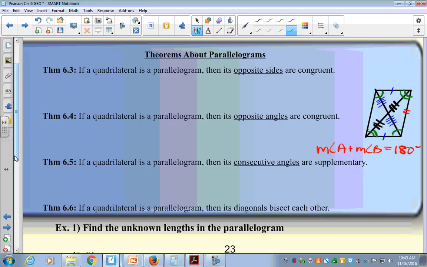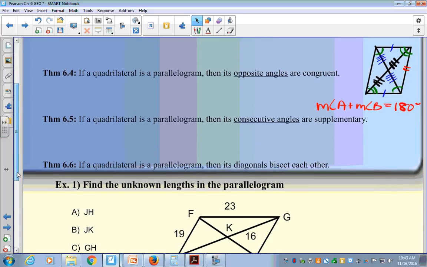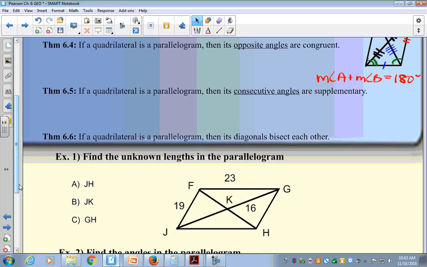So please note that when it bisects, the diagonals are not congruent. The two diagonals are not congruent to each other. They're not the same length. So when we cut it in half, that diagonal gets cut in half, but it does not compare with the other diagonal. Okay. So let's use those pieces of information to find our measures in example 1.